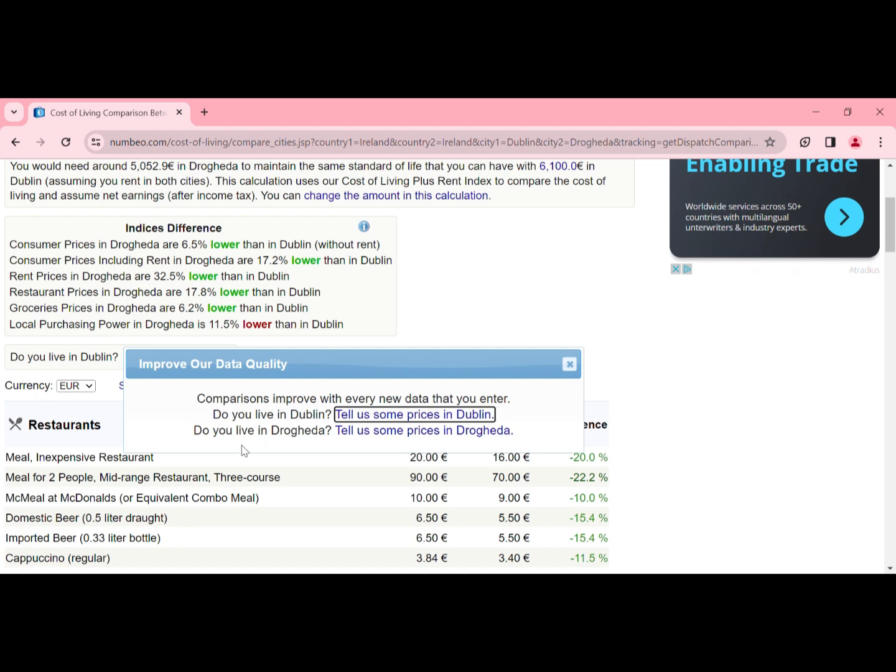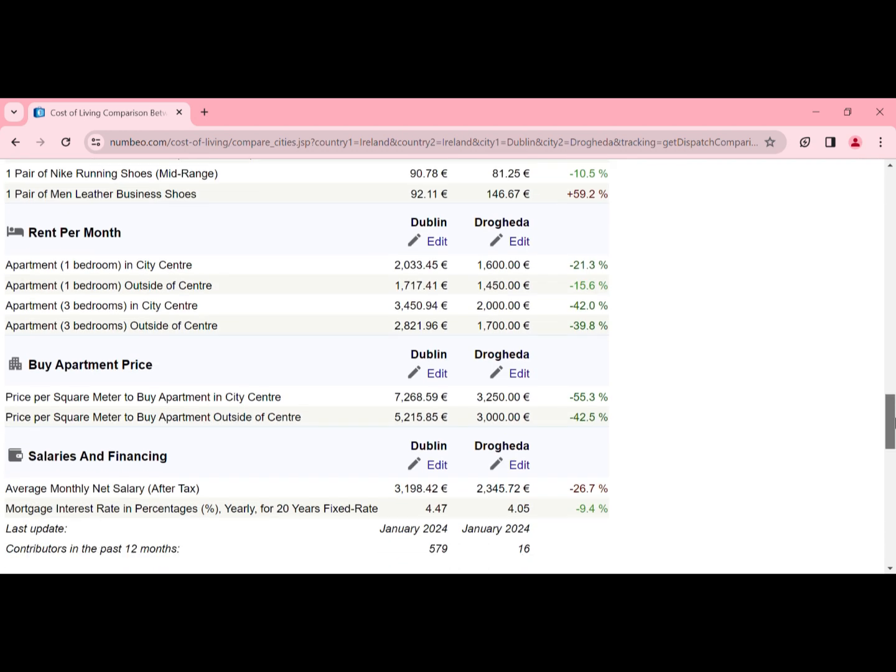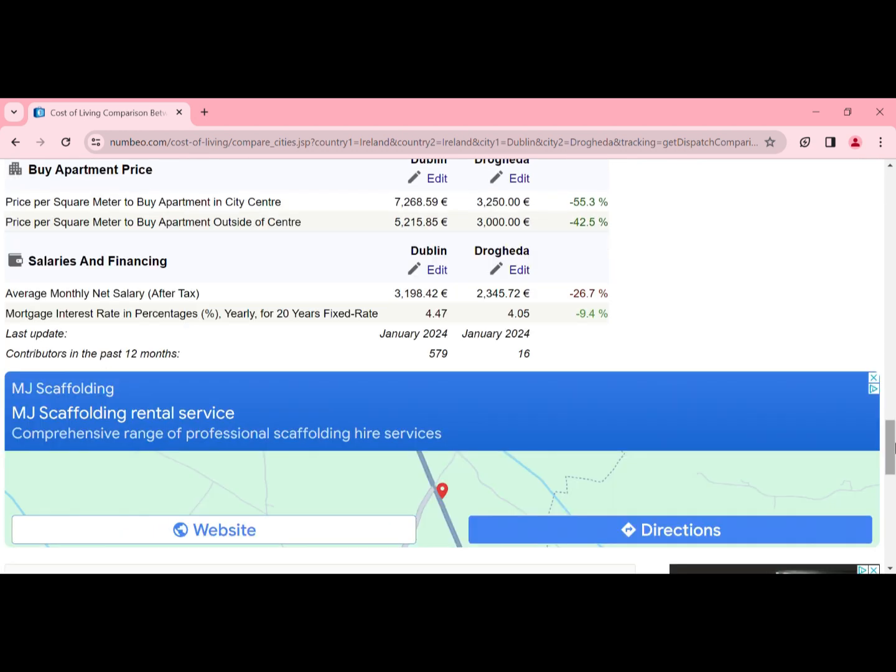It says, do you live in Dublin? Tell us some prices in Dublin. If you live in Drogheda, you can equally tell them some prices. So that's why I actually love Numbeo. So that is how it works. I hope that this has been very helpful, guys.